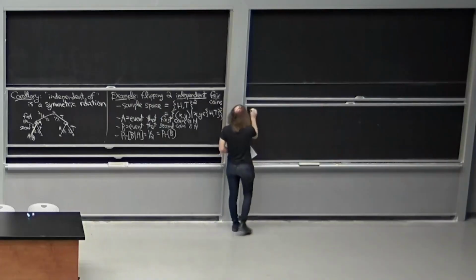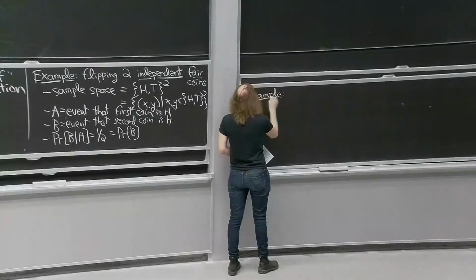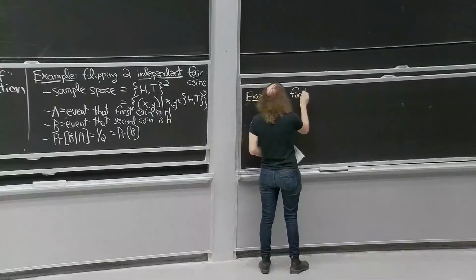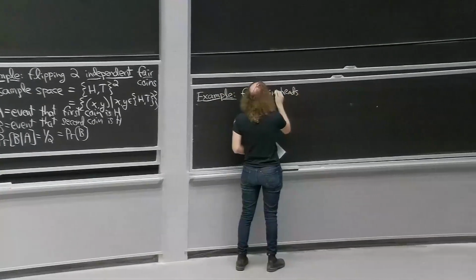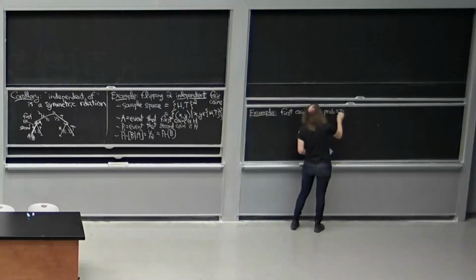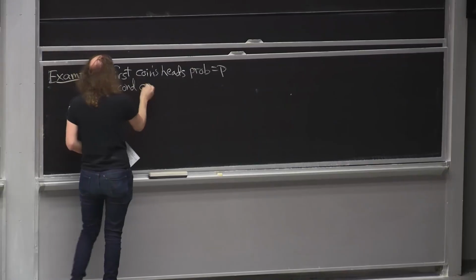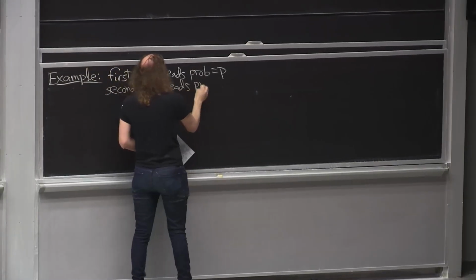Let's do slightly more exciting: let's say first coin heads probability is P, and second coin heads probability is Q.